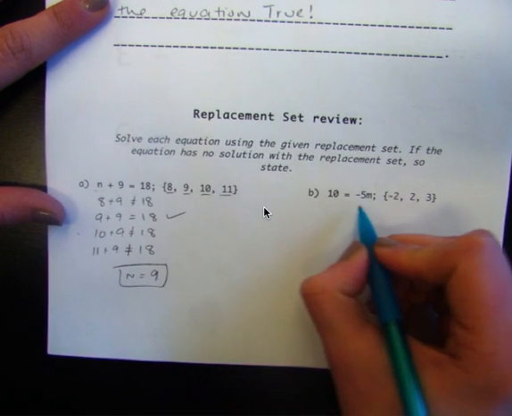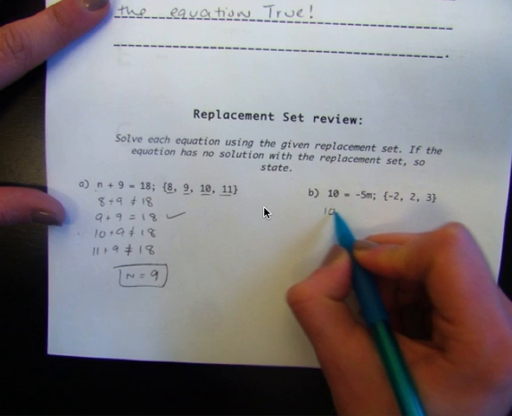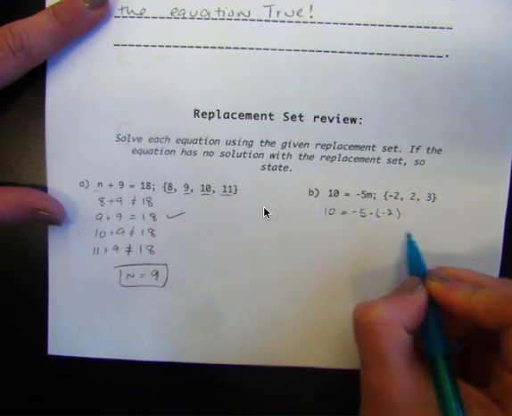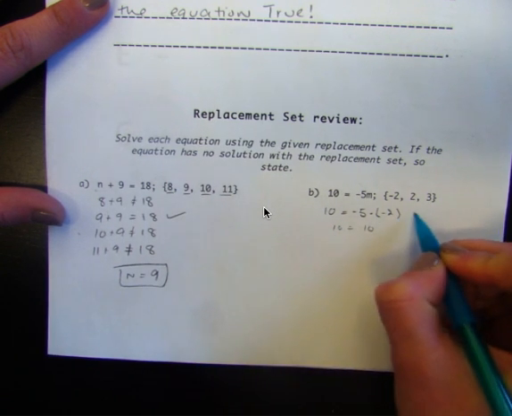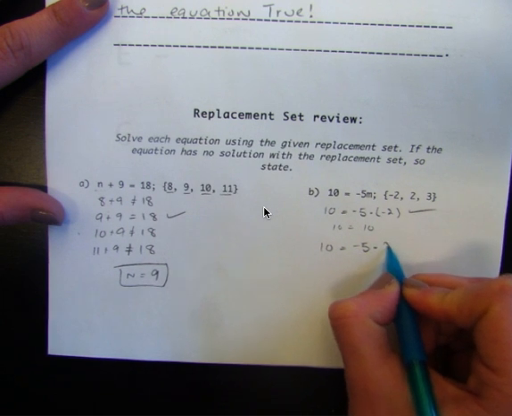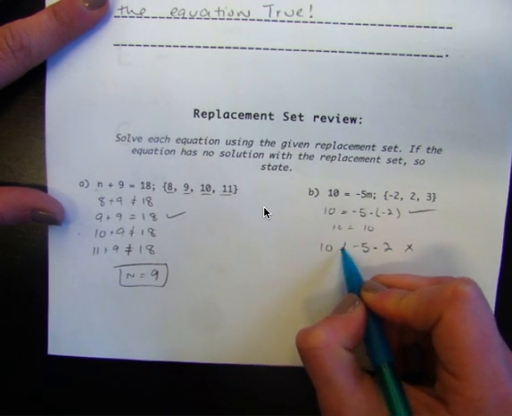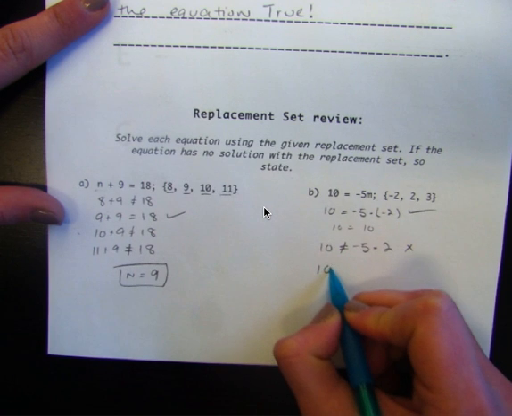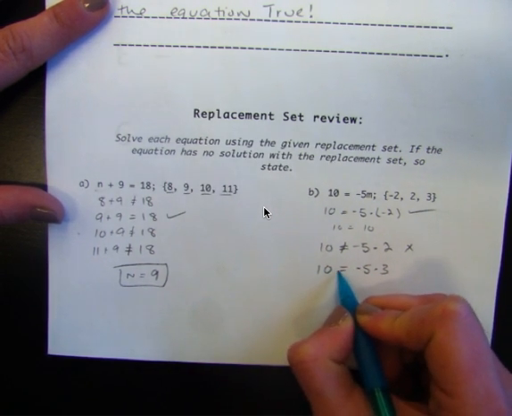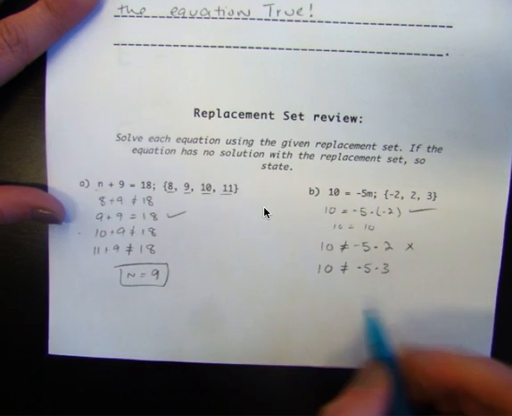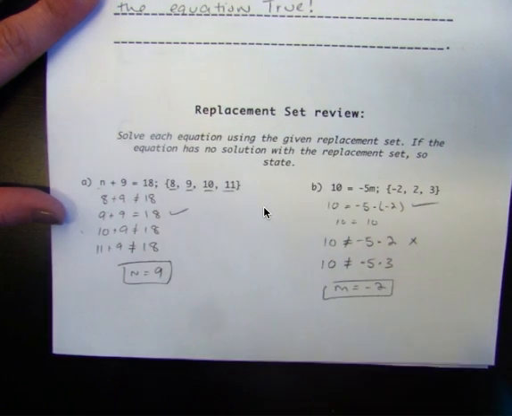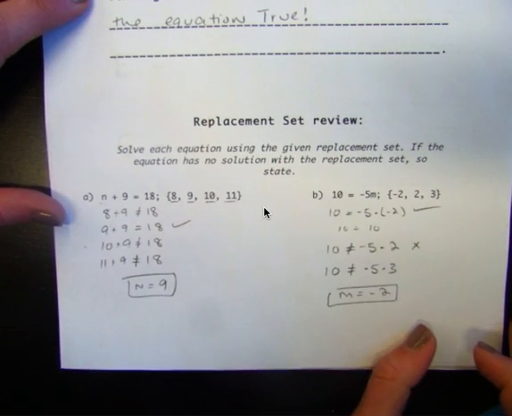And the next one, if we were to replace m with any of these numbers, we would say 10 is equal to negative 5 times negative 2. Is this true? Well, yeah, 10 equals 10, so therefore, yeah, that works. We found it on the first try. But let's go ahead and plug everything else in. This one does not work. And let's try this last one. Negative 5 times 3, well, negative 15 does not equal 10, so that is wrong. So the only one that works is when m is equal to negative 2. And this concludes our introduction.